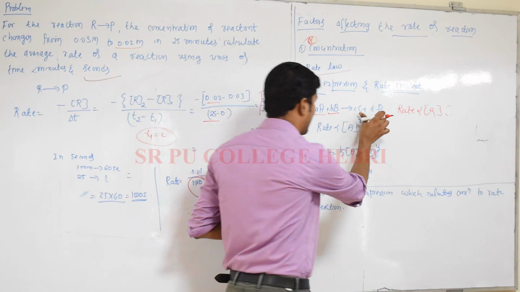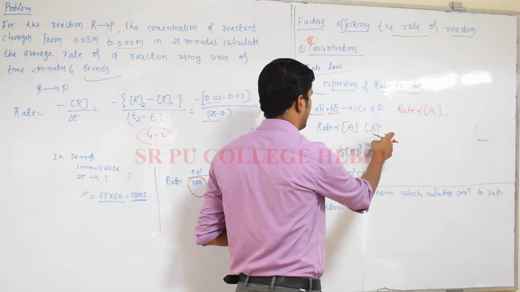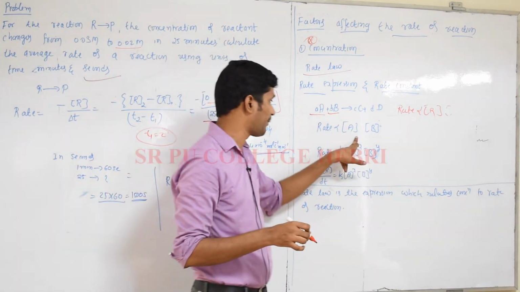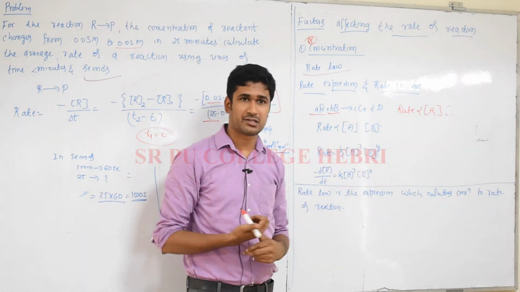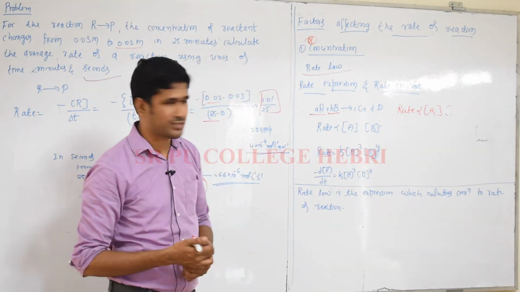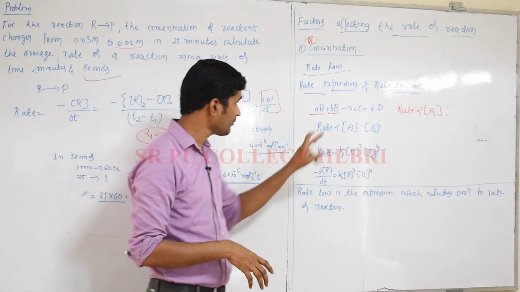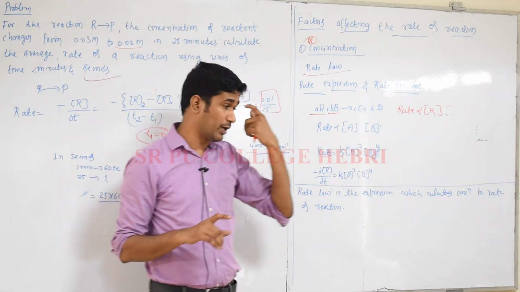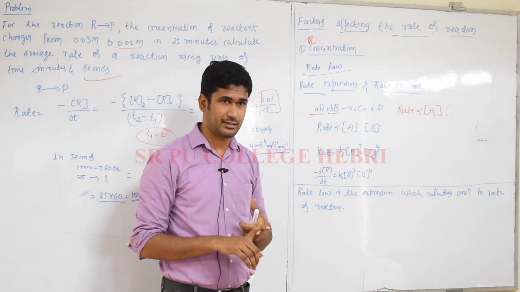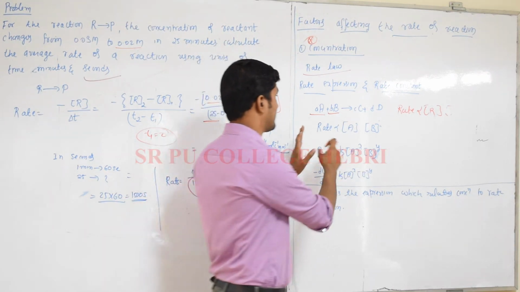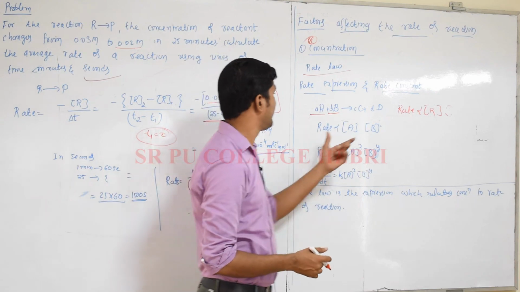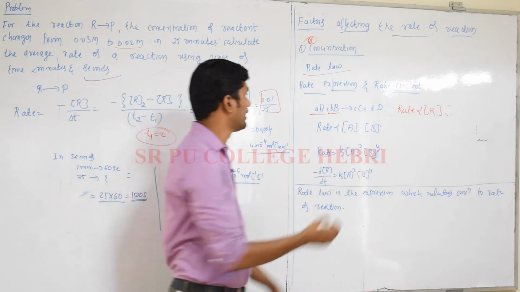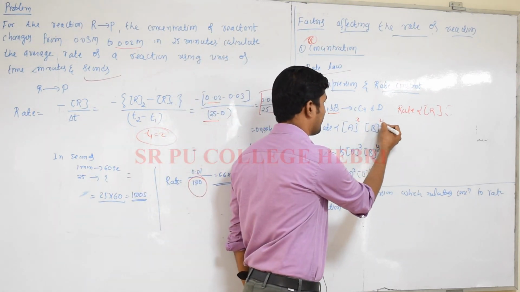See, if I write rate is directly proportional to A into B, you can write it like this: the rate of any chemical reaction is directly proportional to the product of molar concentration of reactants. In first PU, you have studied the law of mass action. The rate of a reaction is directly proportional to the product of molar concentration of reactants. But for some reactions this definition is not sufficient. We need to raise these concentration terms to some powers. Unknown powers, we write them as x and y here.